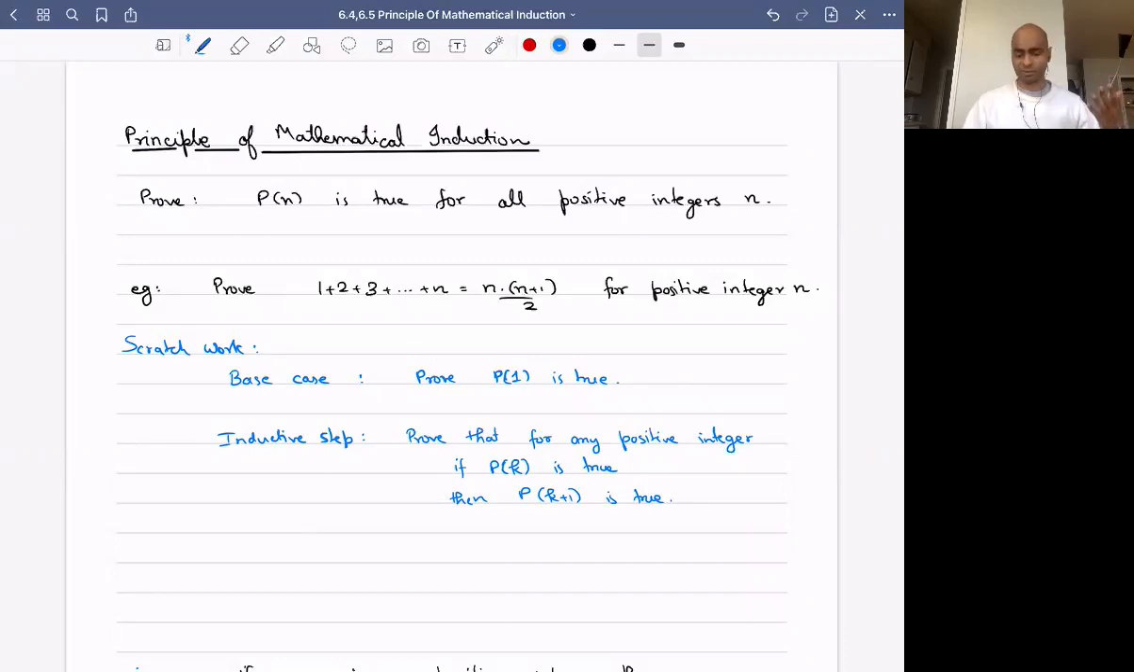Let's say you want to prove that 1 plus 2 plus 3 up to n, that is sum of the first n positive integers, is n times n plus 1 over 2. We saw this statement in the previous videos without proof, and now we're going to prove it. And the way you prove this using mathematical induction is you actually prove two statements.